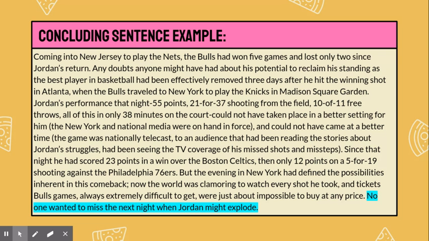The game was nationally telecast to an audience that had been reading the stories about Jordan's struggles, had been seeing the TV coverage of his missed shots and missteps. Since that night, he had scored 23 points in a win over the Boston Celtics, then only 12 points on a 5 for 19 shooting against the Philadelphia 76ers. But the evening in New York had defined the possibilities inherent in this comeback. Now the world was clamoring to watch every shot he took, and tickets for Bulls games, always extremely difficult to get, were just about impossible to buy at any price. No one wanted to miss the next night when Jordan might explode.